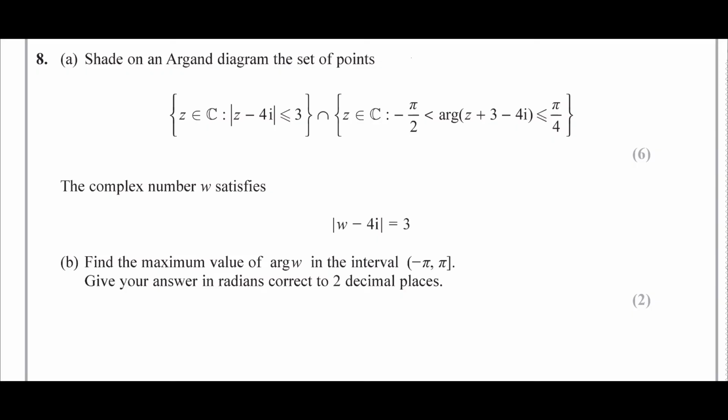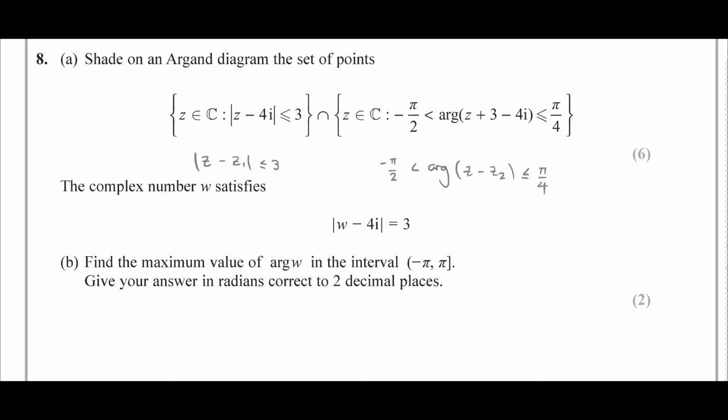Now, before we do this question, it would help if we rewrite this first bit in the form modulus of z minus z1 being less than or equal to 3. And for this other bit, it would help if we rewrite this in the form of the argument of z minus z2 being greater than minus pi over 2, but less than or equal to pi over 4.